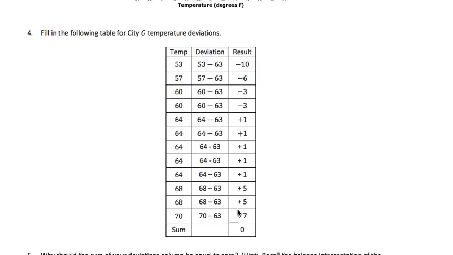So once we finish up our deviation table, we can add all of the deviations together, and remember the definition of those deviations is that when you add them together, you get 0. That's what makes the mean the mean.